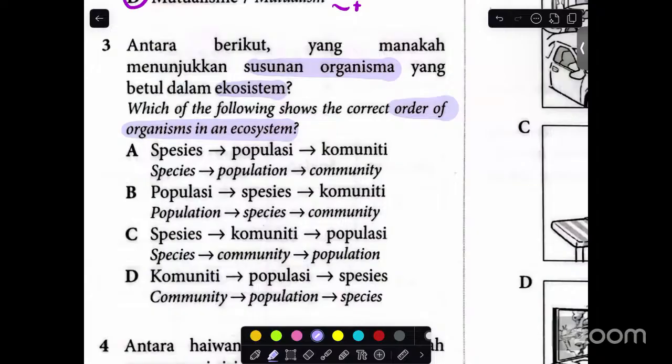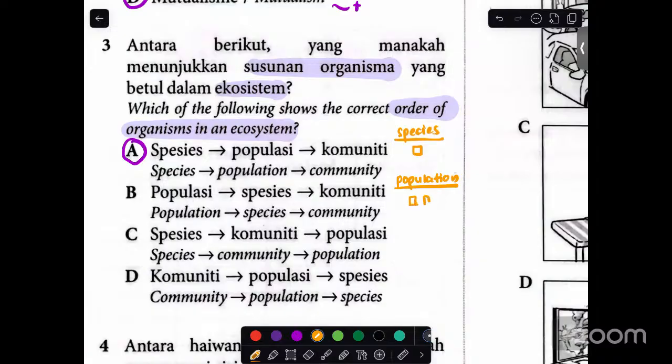Okay, ada A, ada C. The answer is A. Okay, kenapa A? Species bermaksud one organism. Satu jenis organisma. So contohnya satu jenis organisma. Population, meaning that satu jenis organisma tu dalam satu kumpulan. So, sekumpulan organisma yang sama.